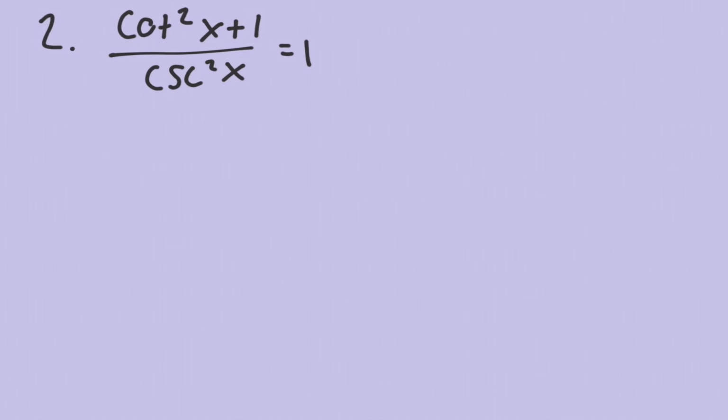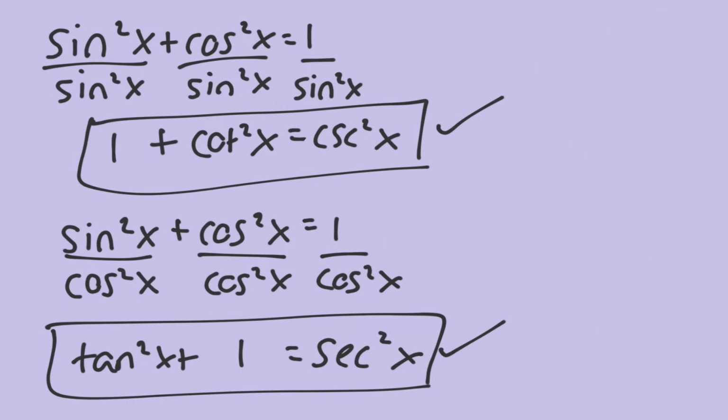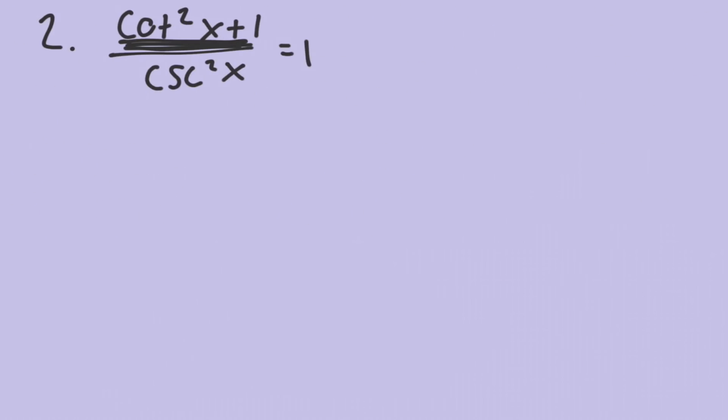The next example, we see something squared in the denominator, but in the numerator we have a squared and a 1. So this is where we should do our Pythagorean substitution. Let's look back at our identities. The one that has a cotangent squared is this top one. 1 plus cotangent squared equals cosecant squared.